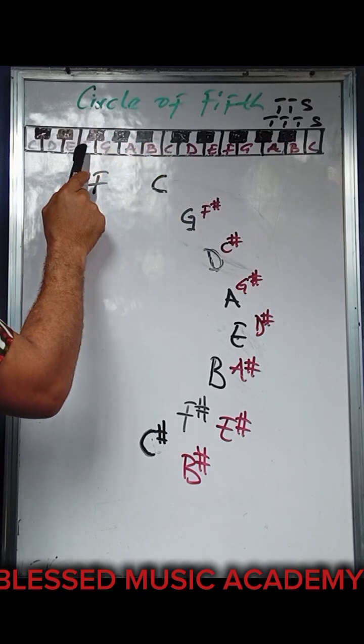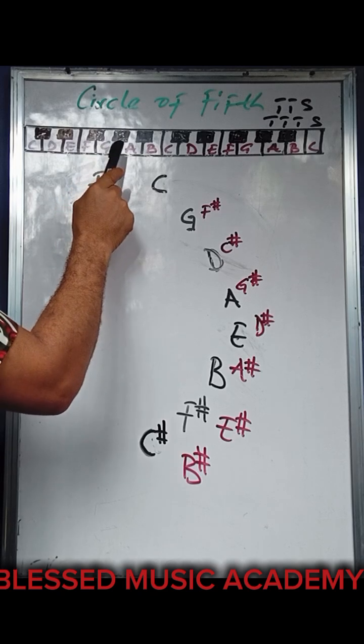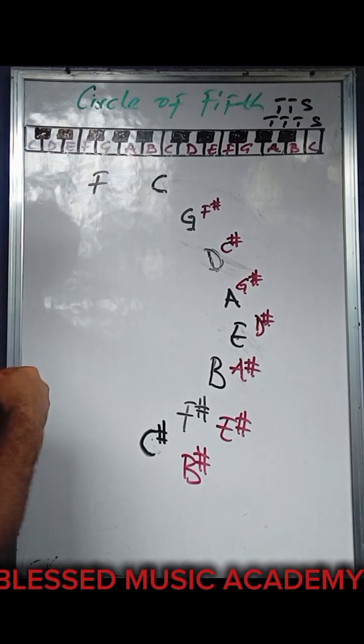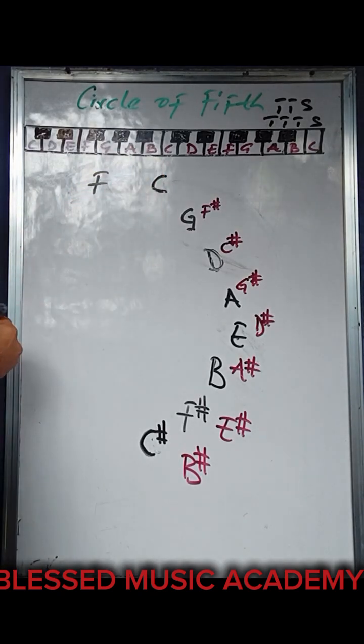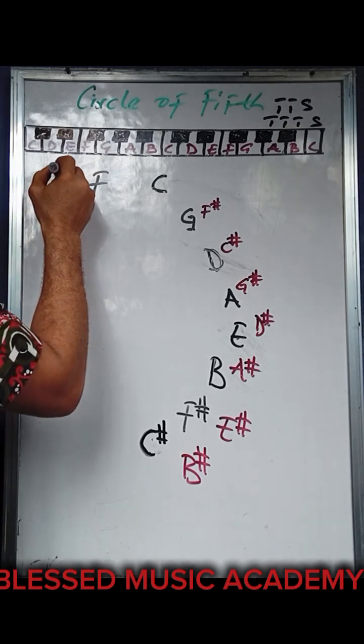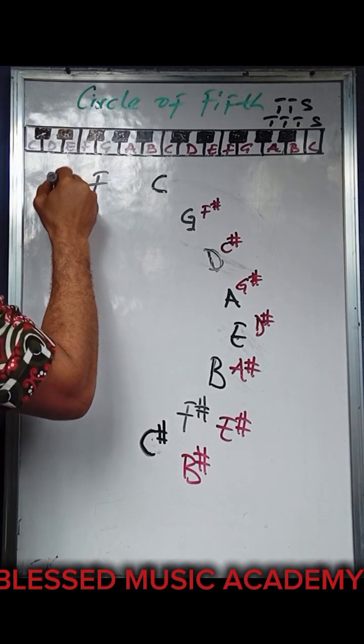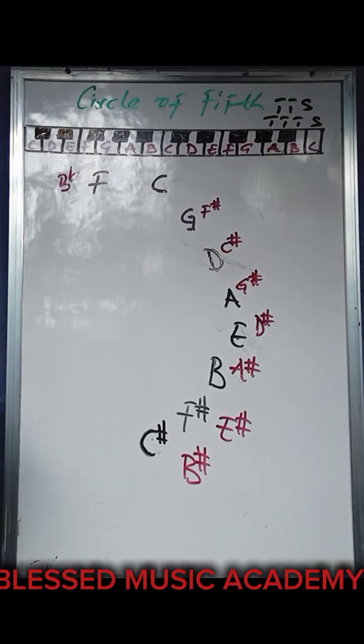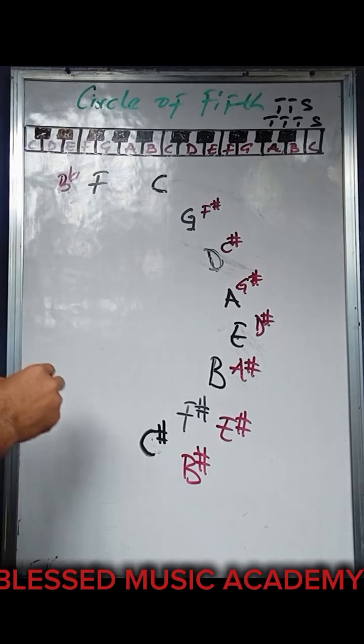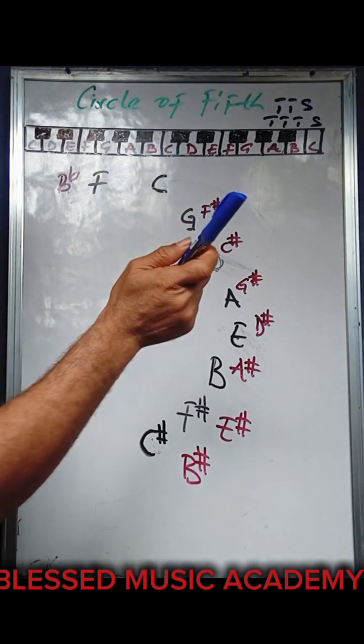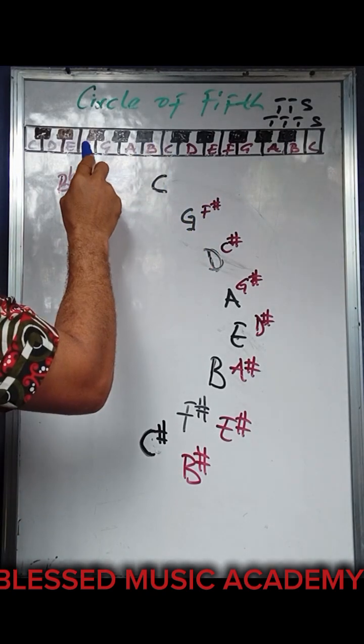So if I'm on F, 1, 2, 3, 4, which means in my F major, B is flattened. In my F major, B is flattened. Okay, just follow me. Then remember circle of fifth. So we have done F. We are on F now.